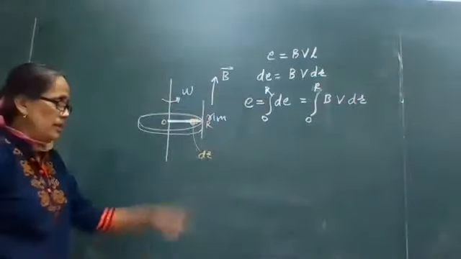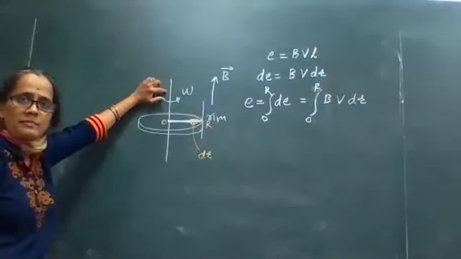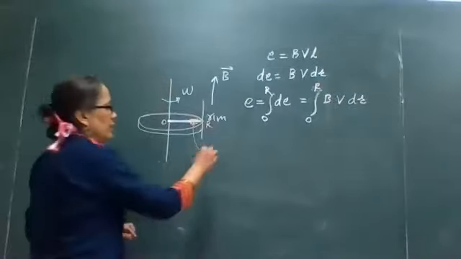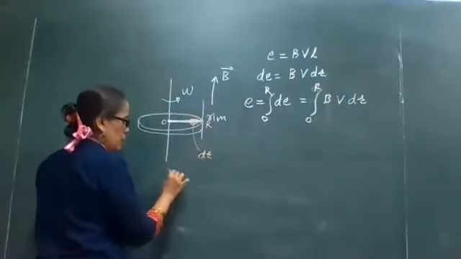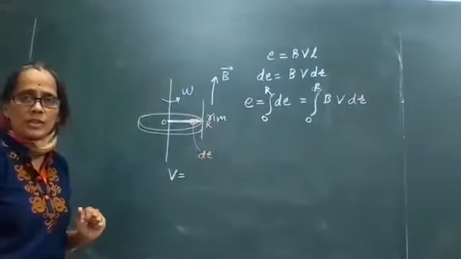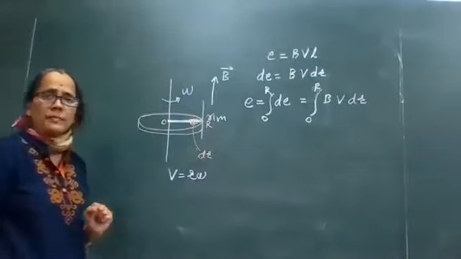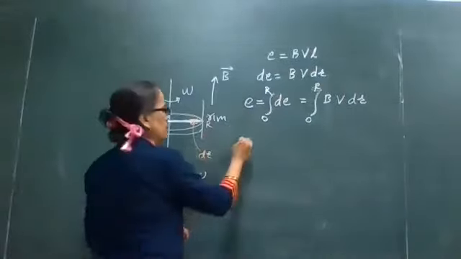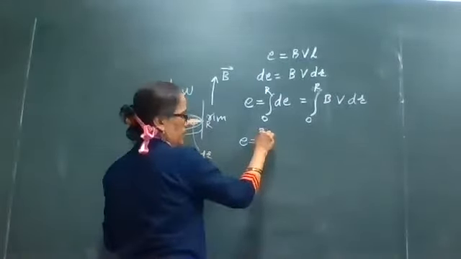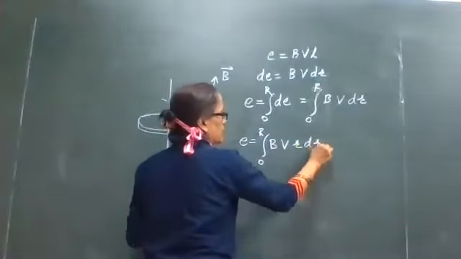Fine. Now your disc is rotating with angular speed omega. Is it okay? So now I will replace the value of v from your rotational motion concept. v is equal to nothing but r omega. So I'll put that value of v here. So I'm getting EMF is equal to the integration from 0 to capital R of B omega r dr.